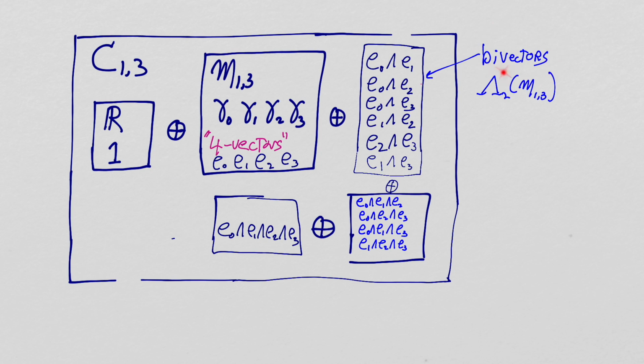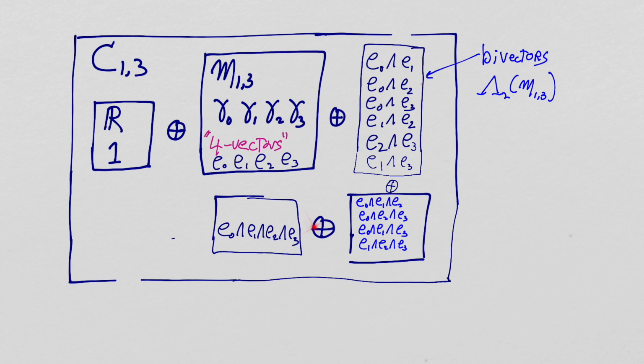And we call this the bivector space, and it is written as capital lambda sub 2 of M13, right? That's all of the bivectors where the vectors come from M13. This is sort of notation that comes from the exterior calculus. So that's this next vector space that we add.